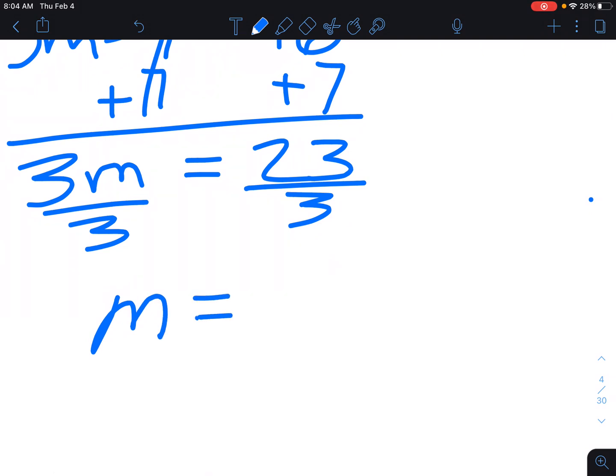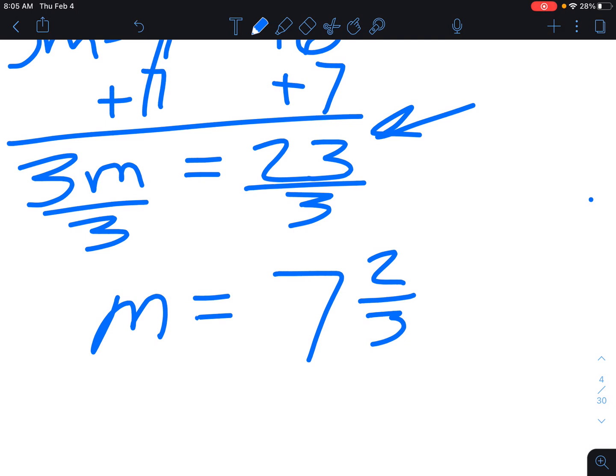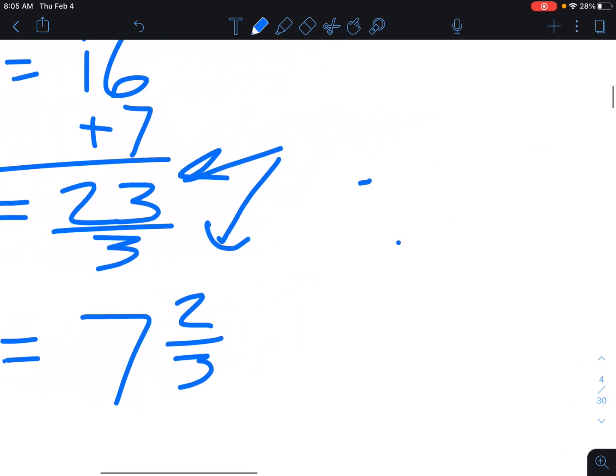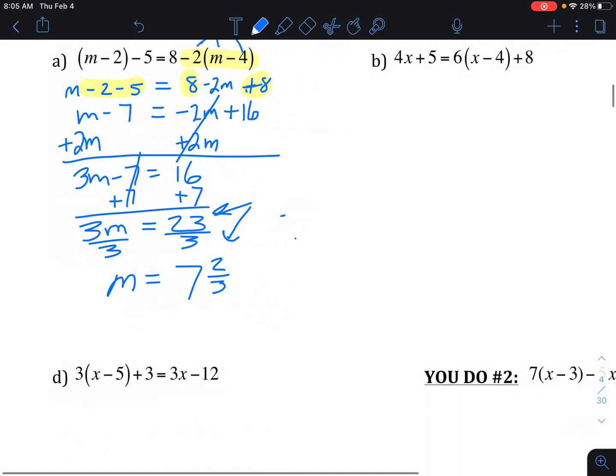And for your answers, if you have a fraction, try to reduce it. 23 divided by 3 does not reduce. You can either get a decimal or you can get a mixed number. Like 3 goes in 21 7 times with a remainder of 2, so it's 7 2/3. If you don't remember how to change an improper fraction to a mixed number, definitely pause this and go onto YouTube now and look it up. That's something every single human being should know.